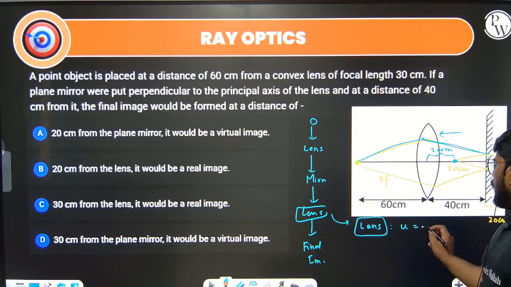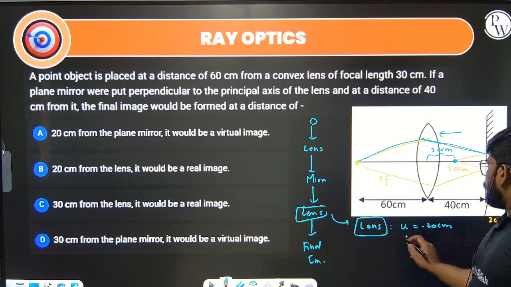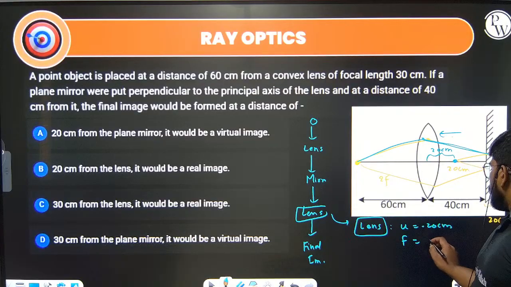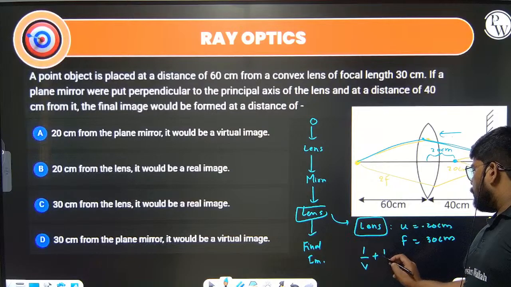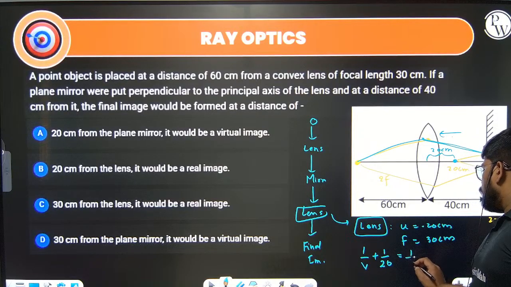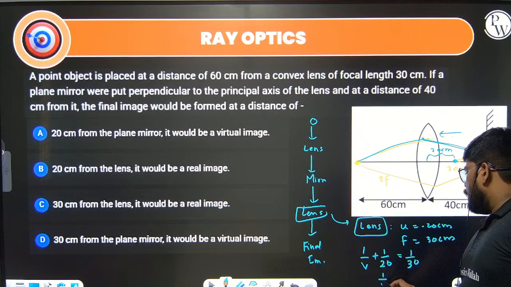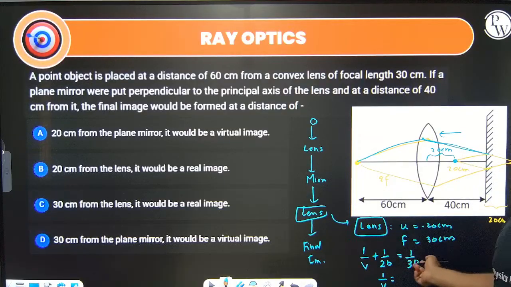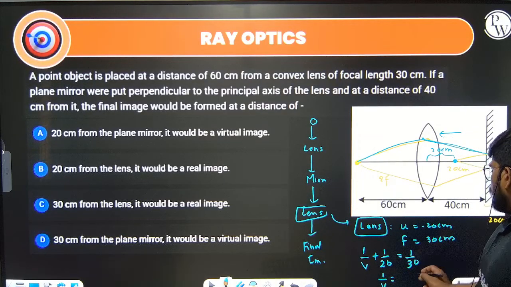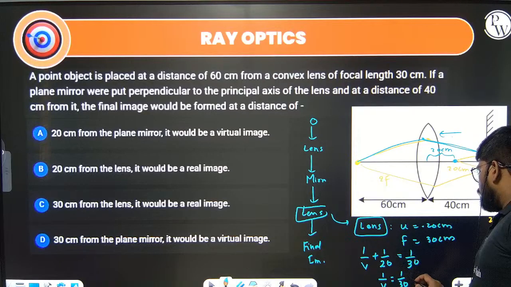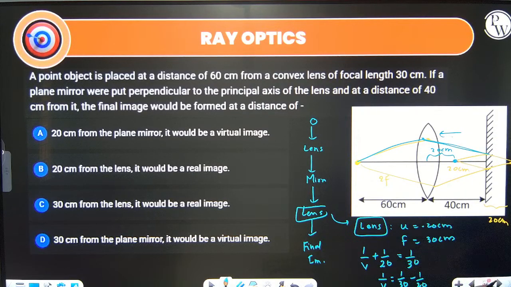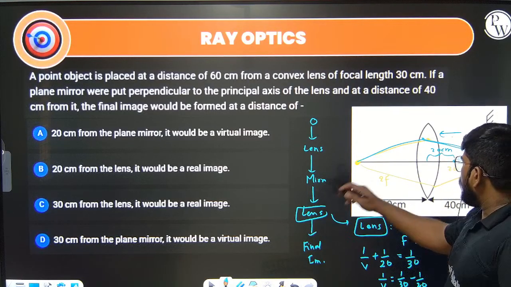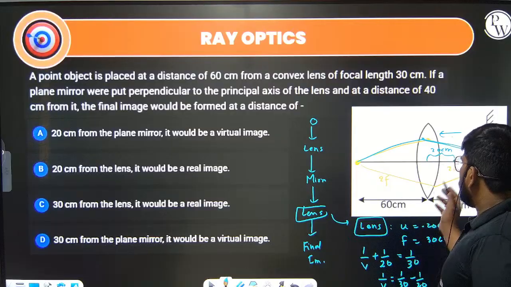u is equal to minus 20, f is equal to 30 centimeters. We want to know 1 by v. Minus and minus become plus, so 1 by v minus 1 by u, which is plus 1 by 20, is equal to 1 by 30. So 1 by v is equal to what will be coming? 1 by 30 minus 1 by 20. So 1 by 30 minus 1 by 20, that is 20 into 30, 600. So v is equal to 60. So what will we be getting? From here the image will be formed again at 60 centimeters this side.